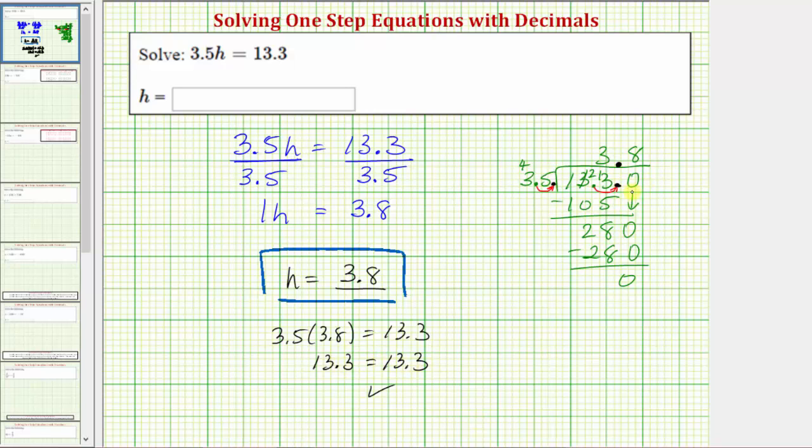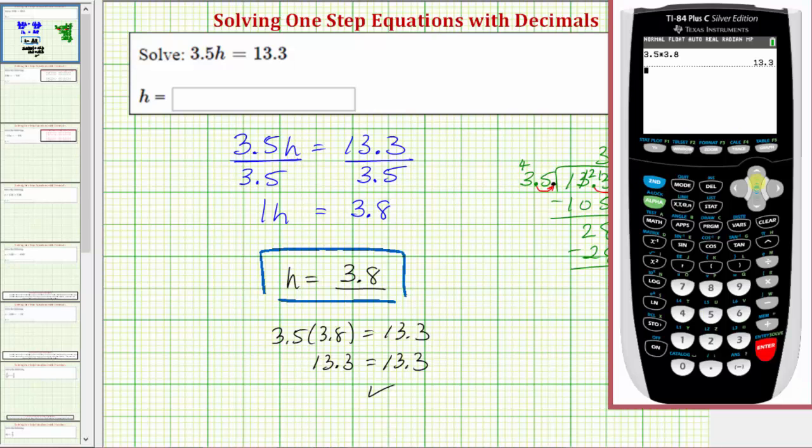Before we go, let's check one more thing on the calculator. Remember, the original quotient was 13.3 divided by 3.5, which is 3.8, but we found this quotient by dividing 133 by 35. Notice 133 divided by 35 does give us the same quotient.